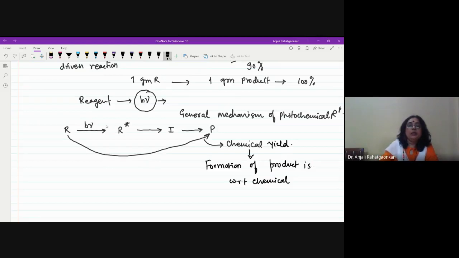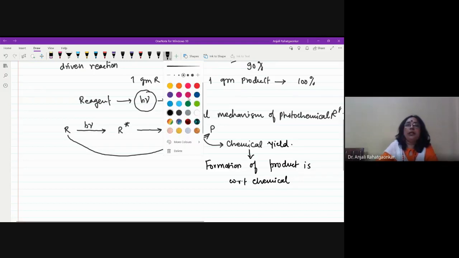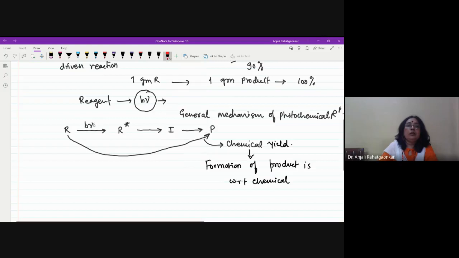But the quantum yield, we can say that if the reaction is photochemically driven, so h nu is responsible for the conversion of reactants into the product, this is called a quantum yield.